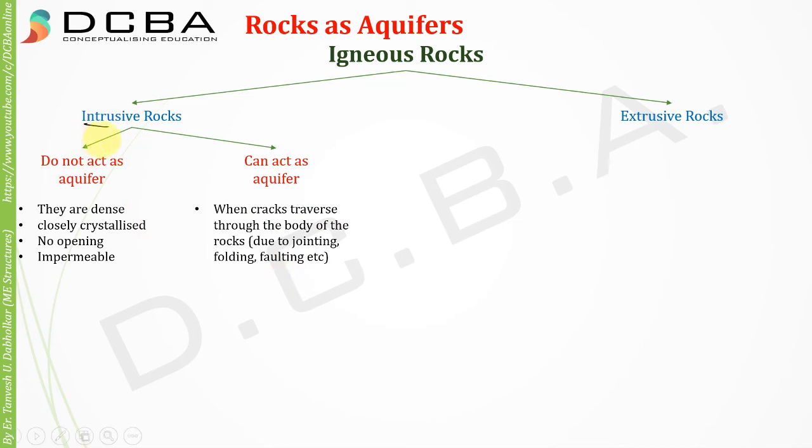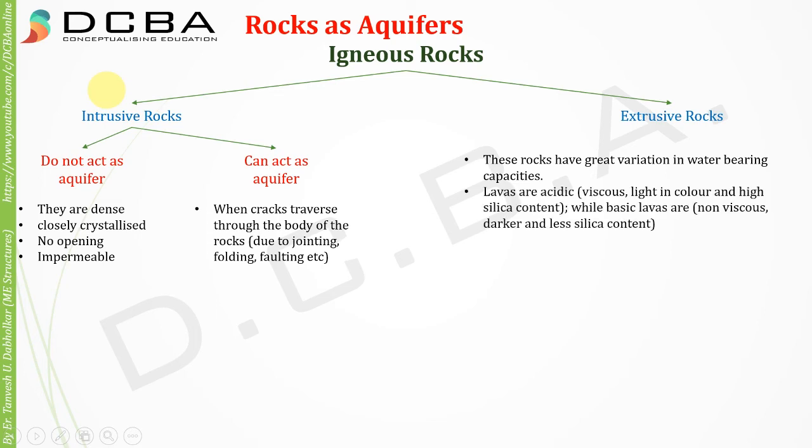So intrusive rocks generally do not form a good aquifer because they have a very dense packed structure and they are very closely crystallized, but they can form aquifer when there are cracks forming in them. This kind of thing we had learned in the previous lecture and we called it an aquitard. It is a type of aquifuge in which the cracks have developed, so it can hold the water. Extrusive rocks. Now these rocks have great variation in water bearing capacities.